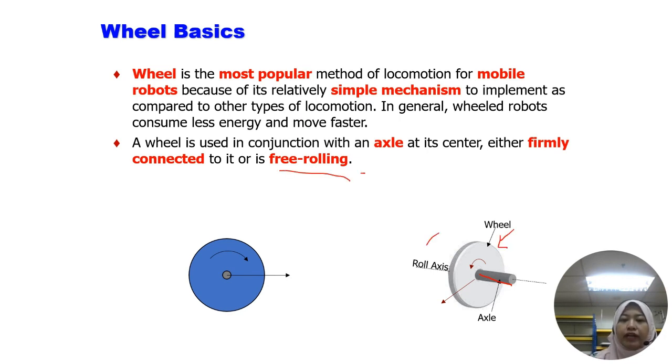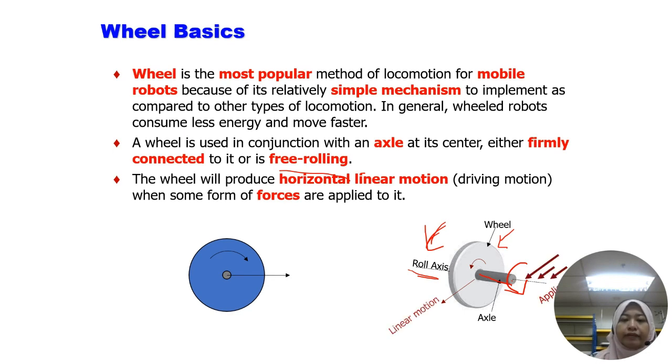Okay, sebab tu wheel you boleh bergerak. Okay, and then this axis is roll axis lah, sebab axis ni akan bergerak juga secara roll. Okay, ini adalah basic structure of a wheel. So pergerakan ni kita panggil sebagai angular movement sebab dia bergerak dalam bentuk berpusing.